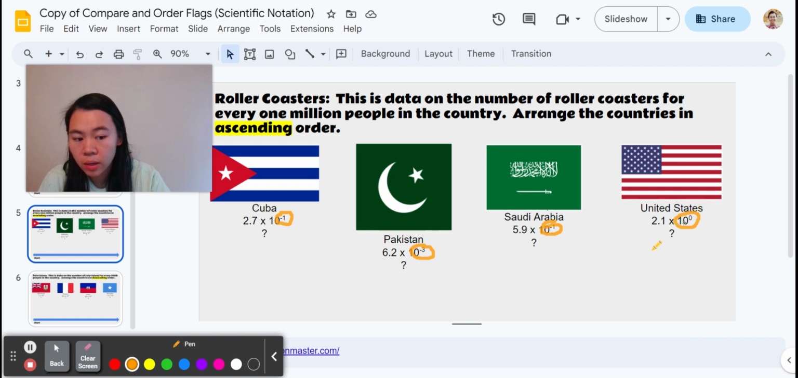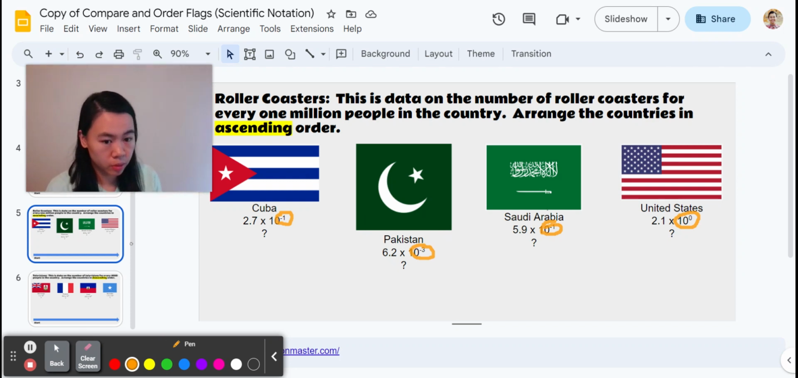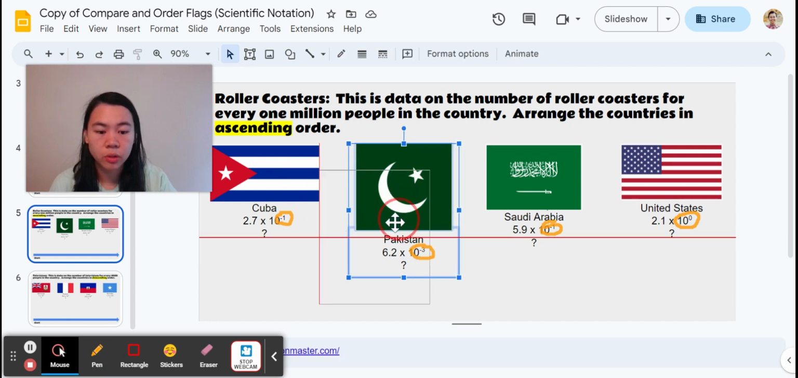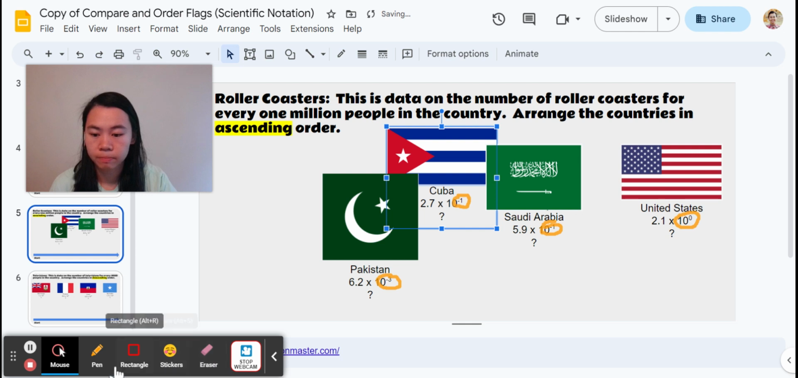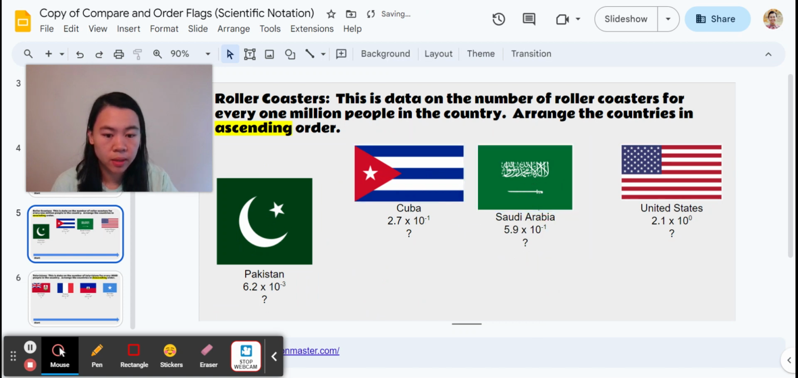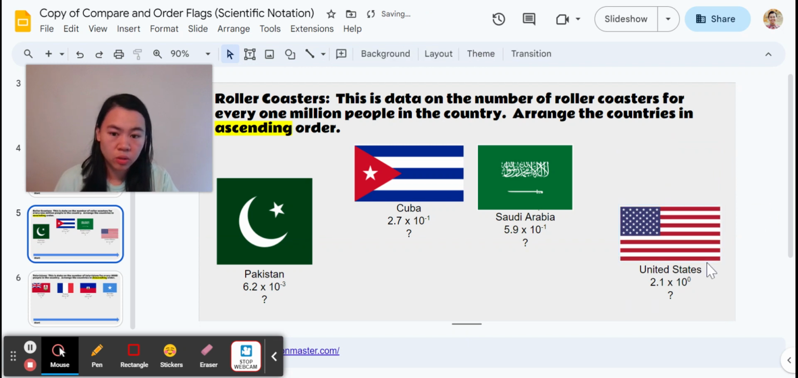So when we're comparing these numbers in scientific notation, going from least to greatest, we find the most negative exponent. Negative exponents mean very, very small numbers, really long decimals. So -3 is going to be our smallest. So Pakistan comes first. And then Cuba and Saudi Arabia are tied with the -1 exponent, but we do know the United States is at 0. So this is going to be our largest.